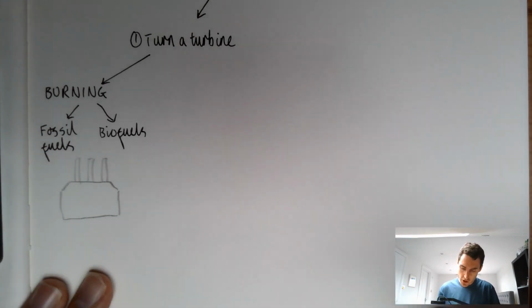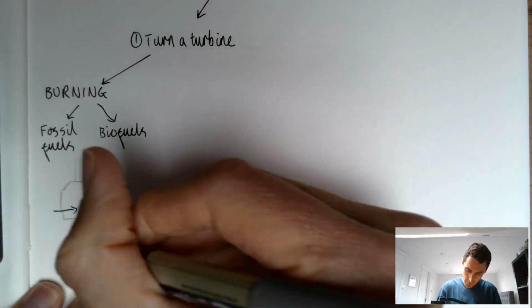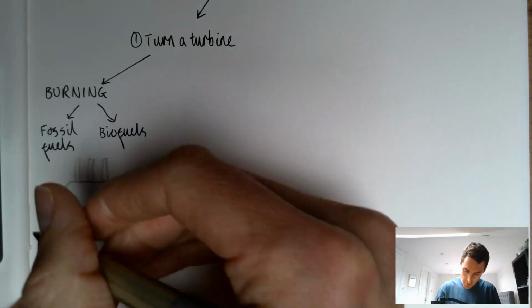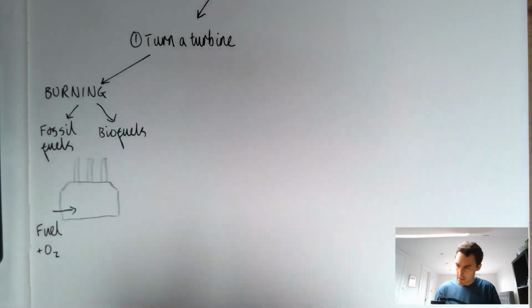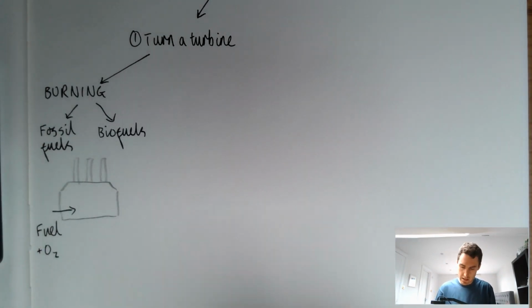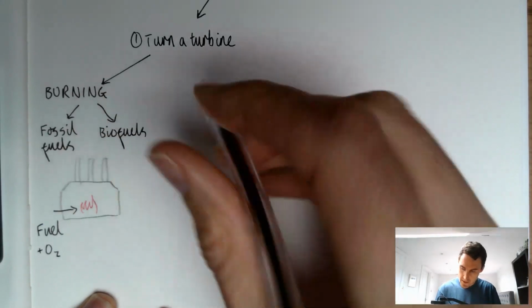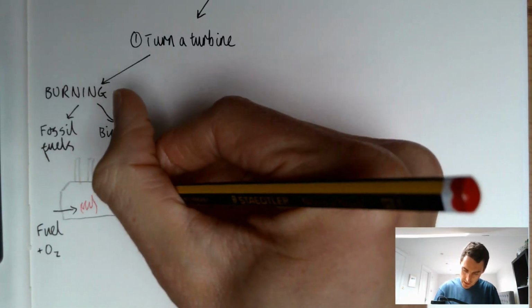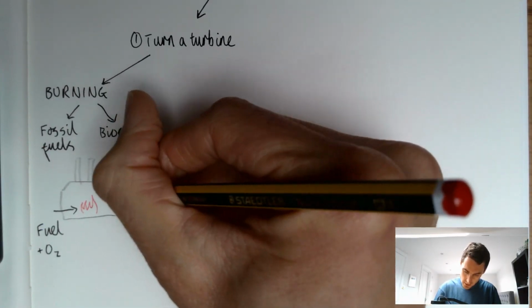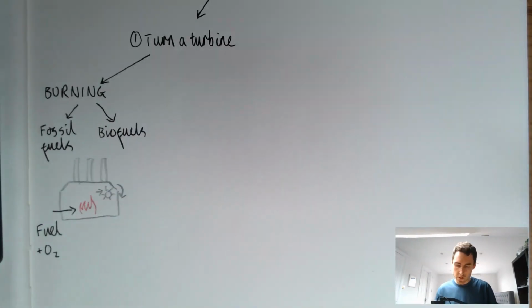So what I'm going to do is show, what do we put in to a fossil fuel power station or a biofuel power station? Well, we put fuel plus oxygen. There's some sort of fire. I'm not going to draw this in detail, but we get some sort of fire, which leads to, as we saw in the previous lesson, a turbine being turned. So I'll draw my little turbine turning like this.